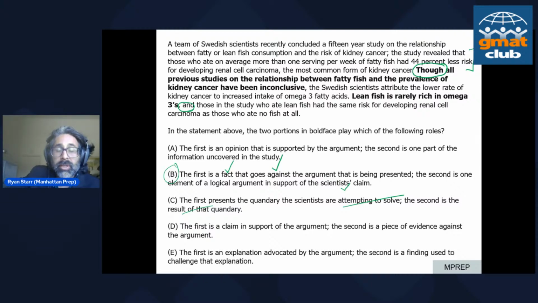All right. Notice that these answers were a bit less nuanced than the last set of answers, right? A lot of these have more generic language, a claim in support of the argument, a piece of evidence against the argument. This is the kind of language you expect to see in mid-level questions of the boldface type and easier questions of the boldface type. The hardest questions of the boldface type have answers more like what we saw in the last case, in which the answers are more specifically descriptive of what the boldface portions are doing rather than, as in this case, generically descriptive of what the boldface portions are doing.